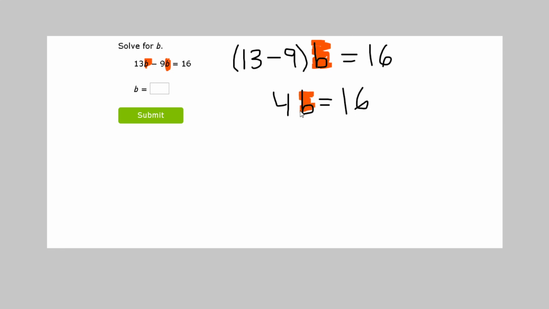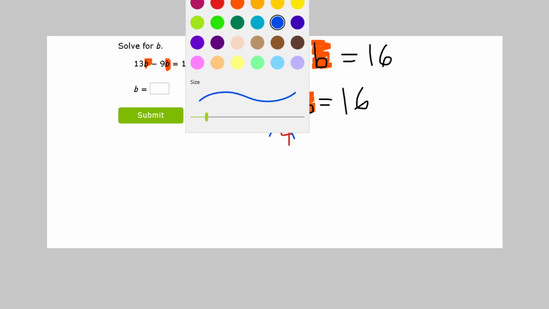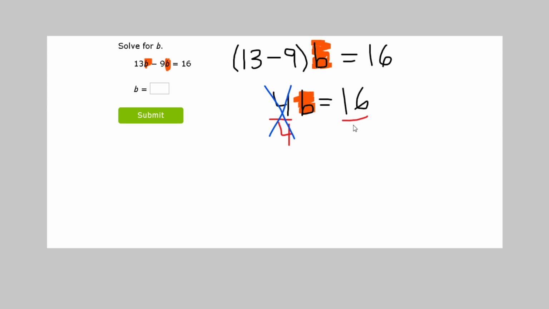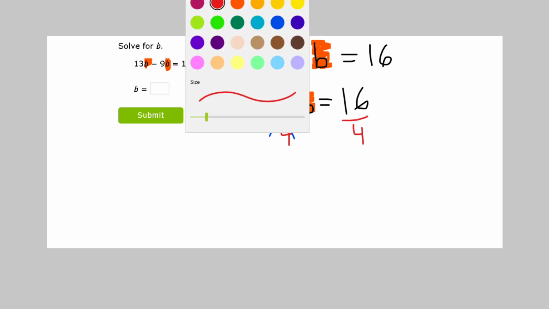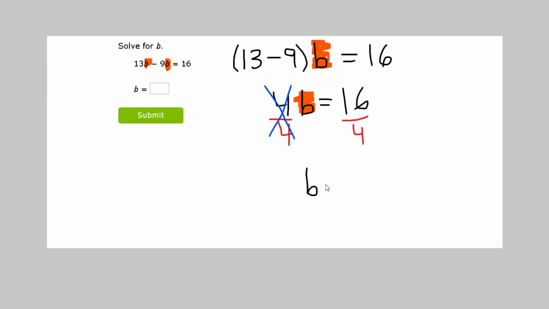And we want B all by itself. So to get it all by itself, we need to get rid of this 4 here. So to get rid of that 4, divide it away so that these cancel out. So 4 divided by 4 is just 1. And we do the same thing to the right side. So now this gives us B is equal to 16 divided by 4, or 4. So this is our final answer here. This is B.